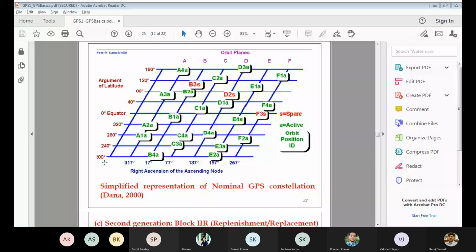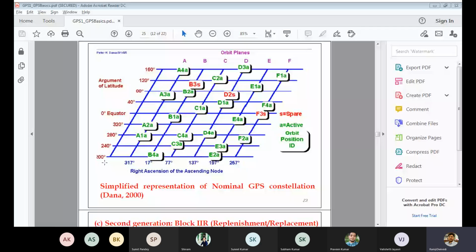Now think, make a figure in your mind of the Earth, and imagine that you have the so-called vernal equinox and you are moving on the celestial equator. The point where the satellite has just come over the equator and goes from the southern to the northern hemisphere, the angle from the vernal equinox on the celestial equator towards that point is called the right ascension of the ascending node.